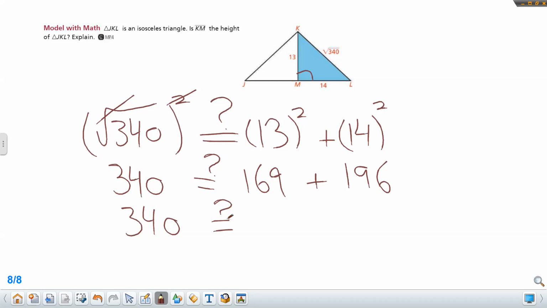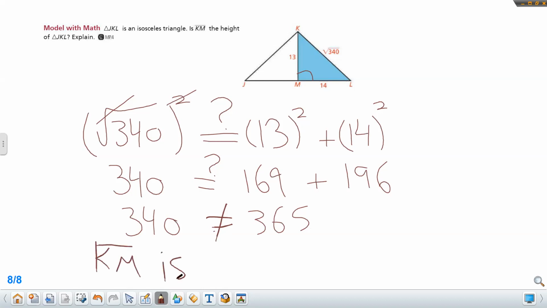Add 169 and 196, it will be 365. Now ask yourself, are they equal or not? Yes, you can say they are not equal. So if they are not equal, this triangle is not right. So we can say KM is not the height of triangle JKL.